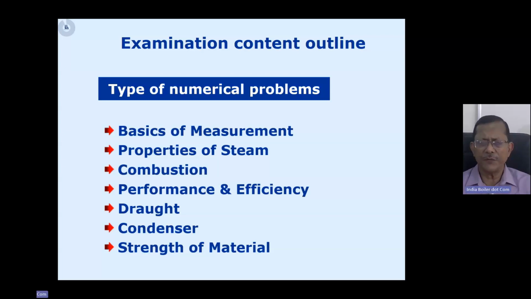Combustion is a very, very important topic, and there are various numerical problems coming from combustion, how to calculate the minimum air and all that thing. Those details I will give during my next video when I give you the tips for the numerical question answering. Performance and efficiency is ultimately the final numerical calculations which you need to do. Even if you are a practicing engineer, I believe you need to be very proficient in this particular area, how to assess, how to calculate our performance, how to improve our efficiency and all those things.